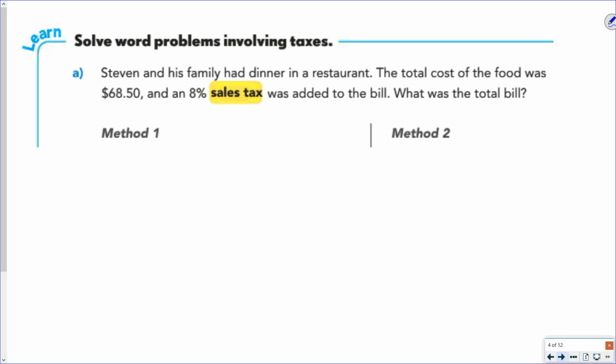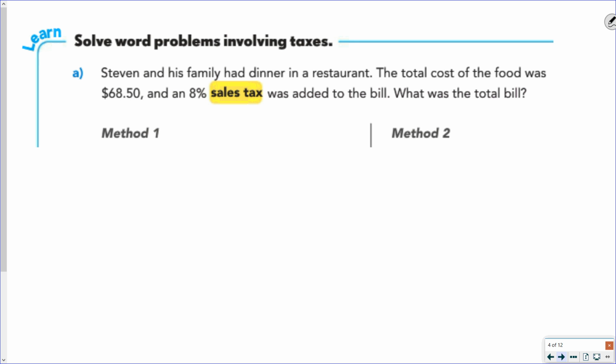So we want to do some work with taxes, which we're all going to have to deal with in life, so might as well start learning about it now. So Stephen and his family had dinner in a restaurant. The total cost of the food was $68.50, and an 8% sales tax was added to the bill. So we want to figure out the total bill.